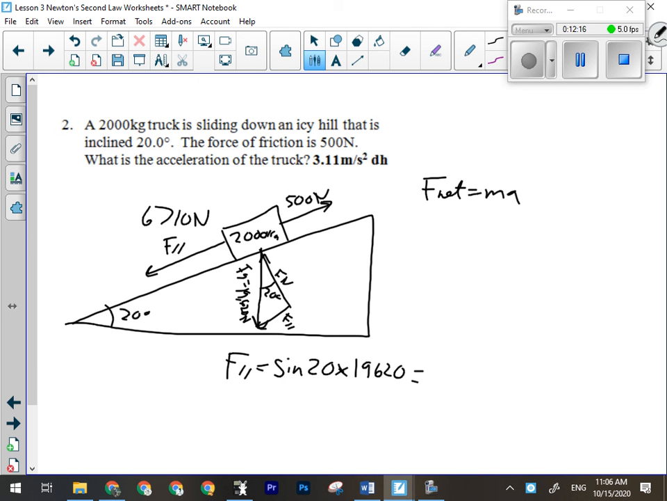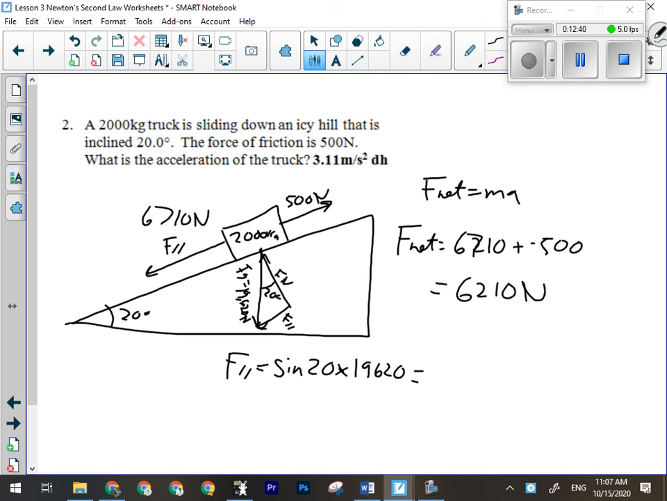So my net force, using the vector sum of all forces, will be 6,710 newtons plus negative 500 newtons. I'm going to make up the hill negative because forward is down the hill for me. That's the way this question is working. You could have done it opposite. That's fine. So that's going to give us 6,210 newtons worth of force down the hill.